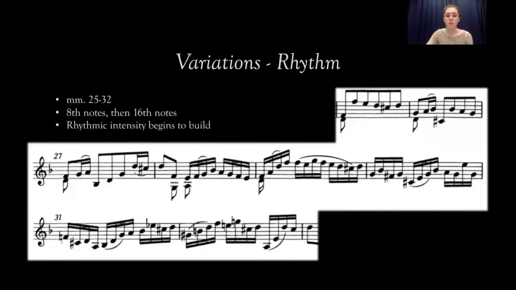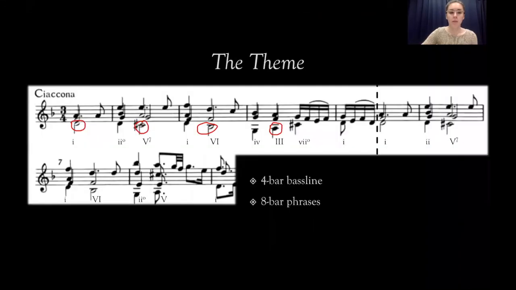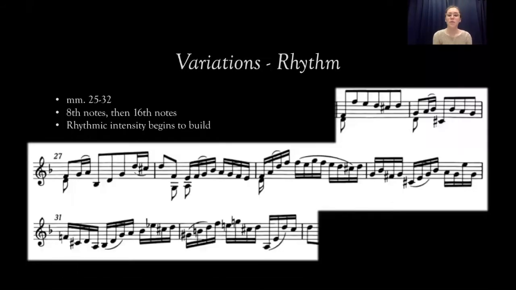First, Bach uses rhythm to vary this theme. And if you remember back in the theme, this is mostly based on the half notes and quarter notes, very stately and slow. But here in measures 25 through 32, we can see that it's already starting to build rhythmic intensity as it goes into 8th notes and then 16th notes. So while the pulse stays the same, the rhythm itself becomes faster and faster. And underneath we still have our descending tetrachord, D, C sharp, B flat, A.